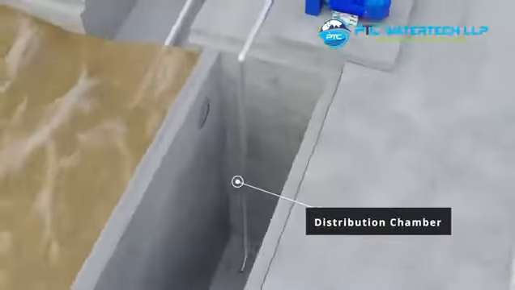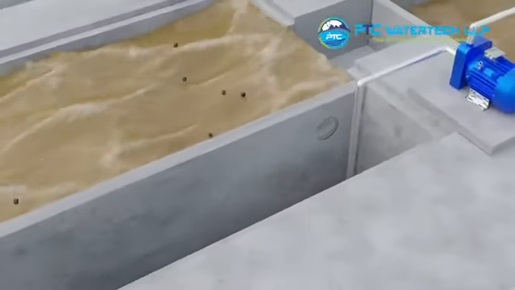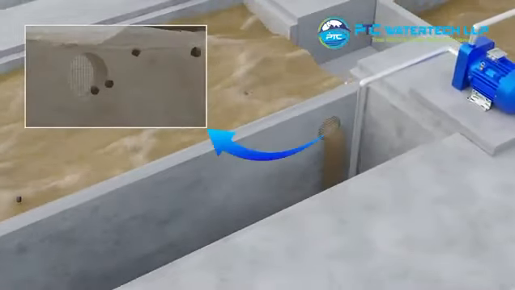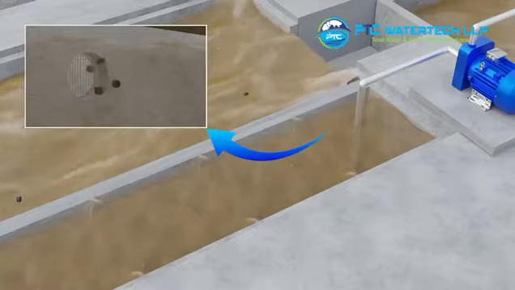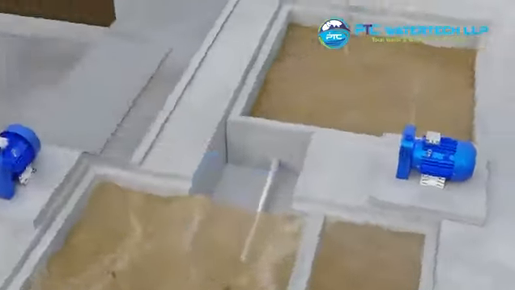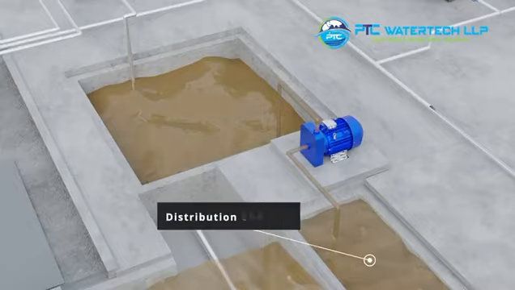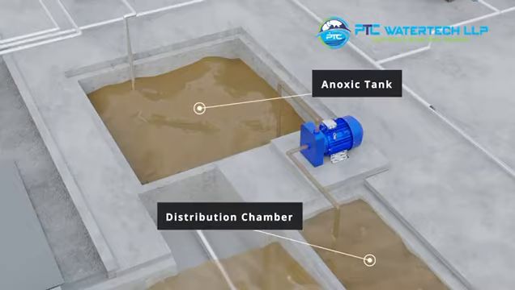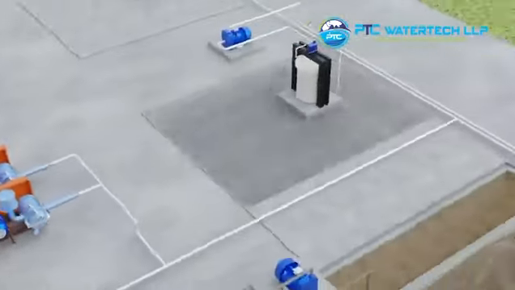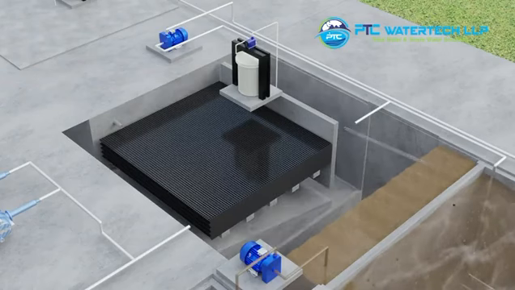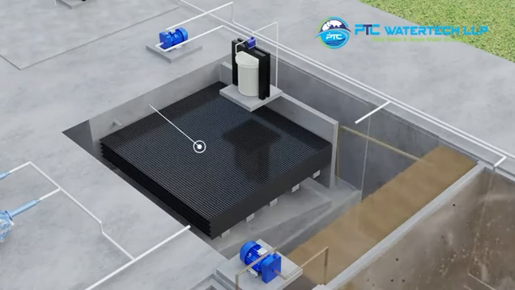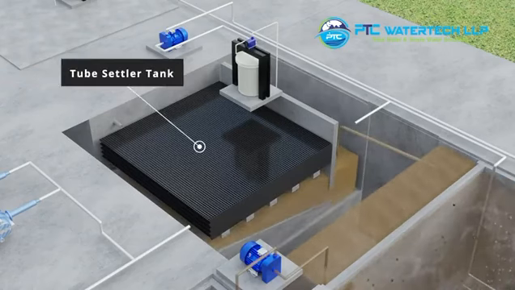Then it will be collected in the distribution chamber by gravity, where a sleeve is provided with a strainer that avoids MBBR media to pass through it. Here a pump is given to provide the recirculation of effluent from the distribution chamber to the anoxic tank. Then the distribution chamber effluent will be collected in the tube settler tank by gravity.